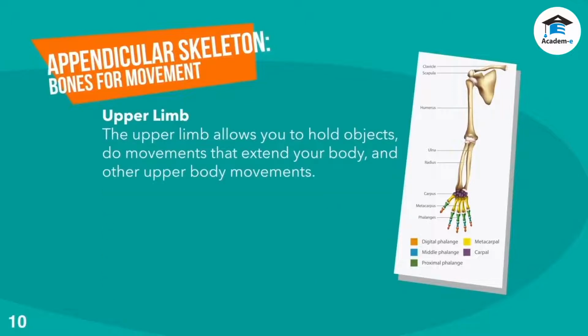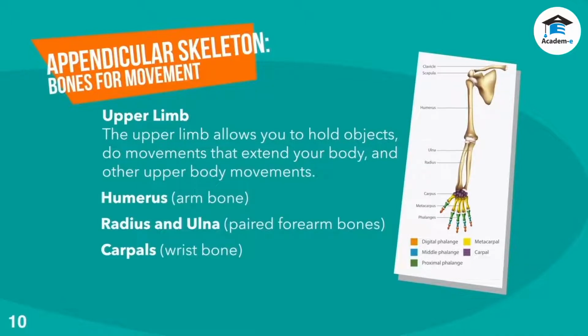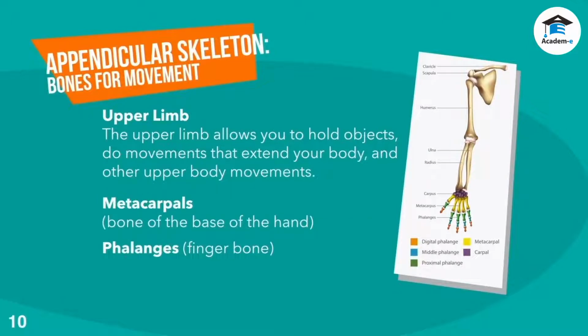The upper limb allows you to hold objects, do movements that extend your body, and other upper body movements. Its bones include the humerus, arm bone, and the radius and ulna, paired forearm bones that allow different arm movements. The carpals, wrist bone, metacarpals, bone of the base of the hand, and phalanges, finger bone, that allow the hands to move and hold objects.